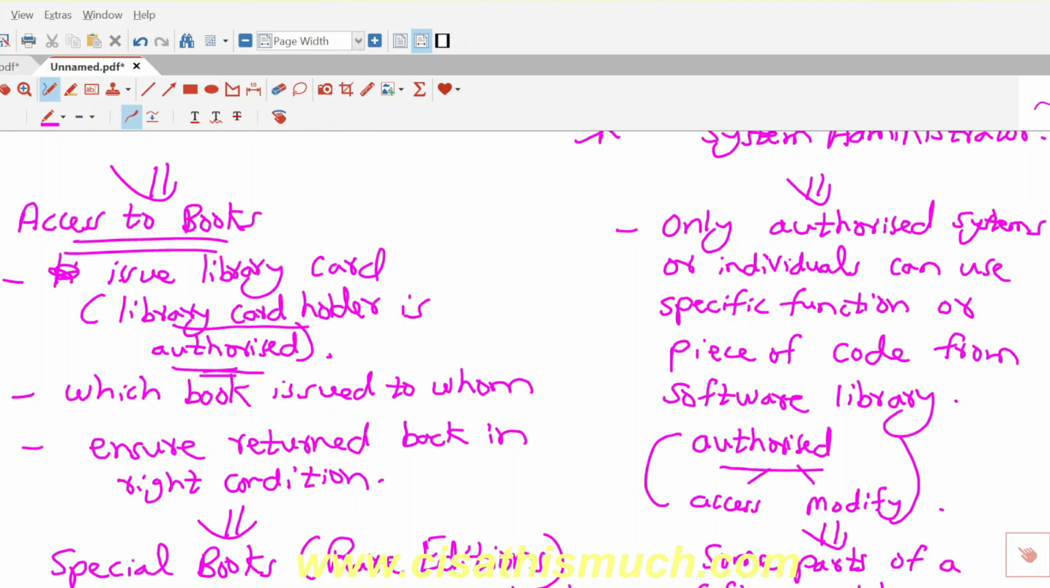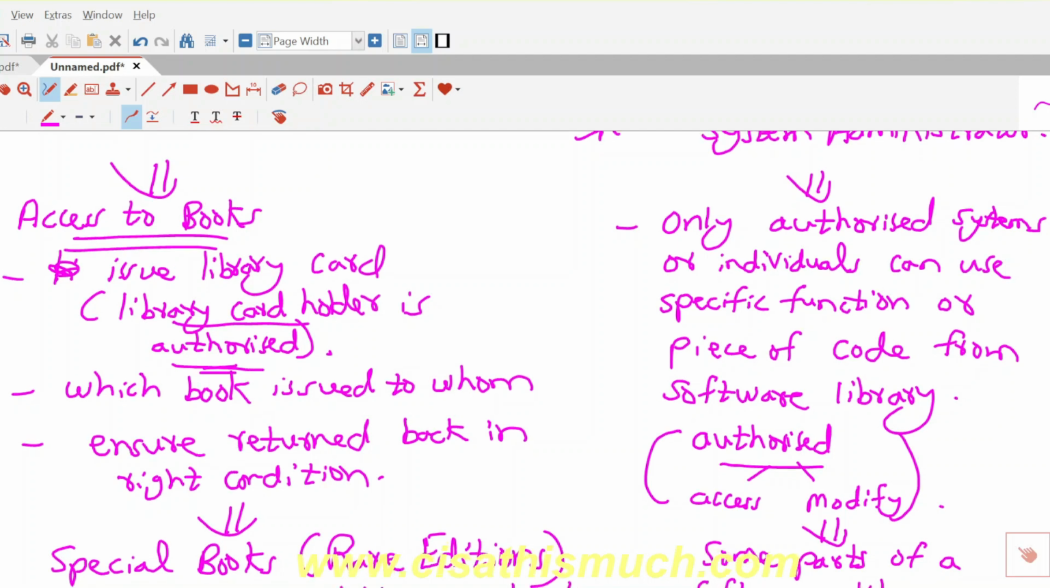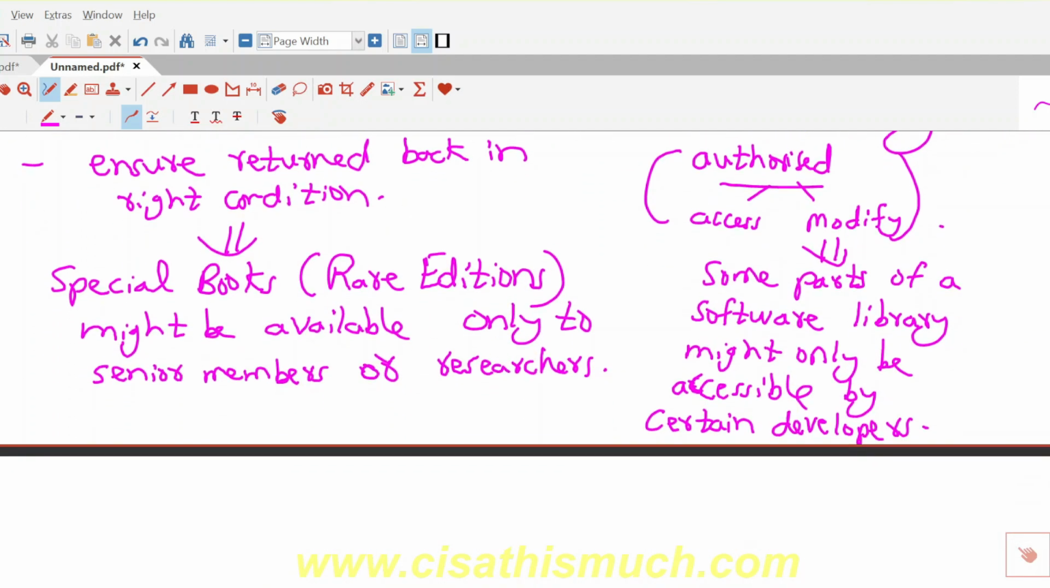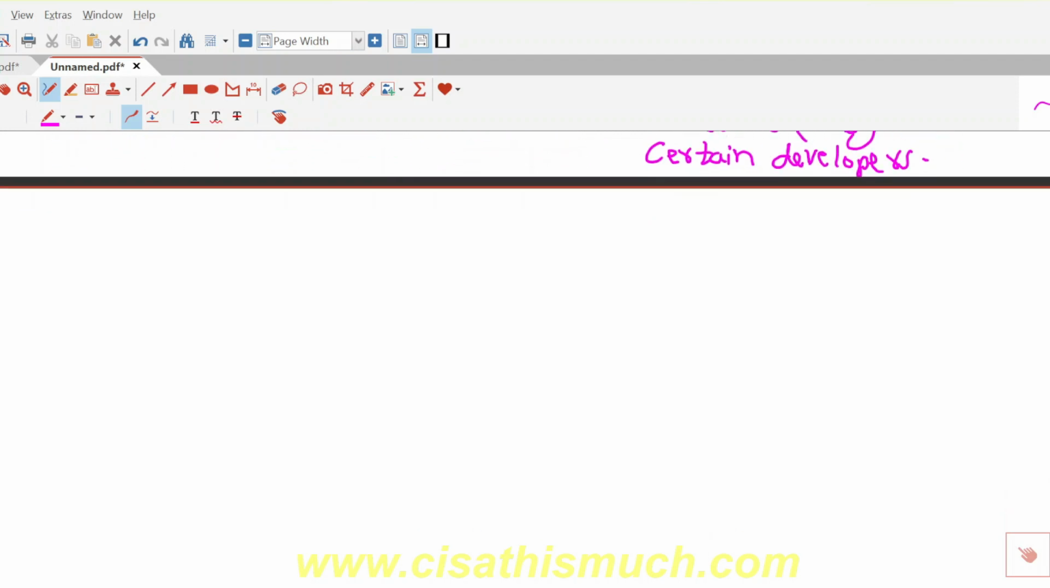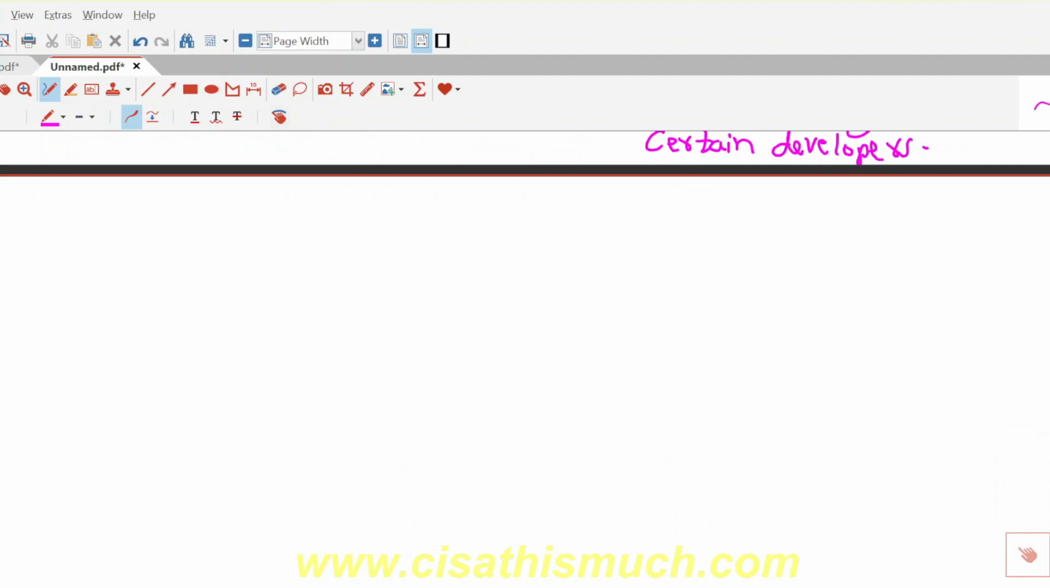So here also only authorized systems or individuals can use specific functions or pieces of code from the software library. The librarian will also manage which book is issued to whom; here, which code is issued to whom, and ensure it is returned in the right condition. The next thing is rare editions for only specific persons. Similarly here there could be special cases for special developers, correct?